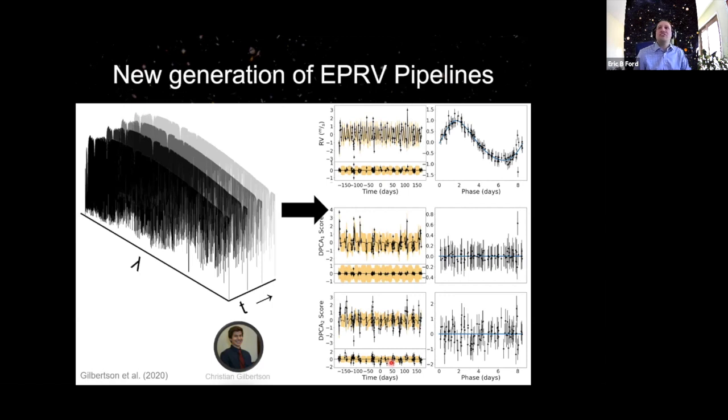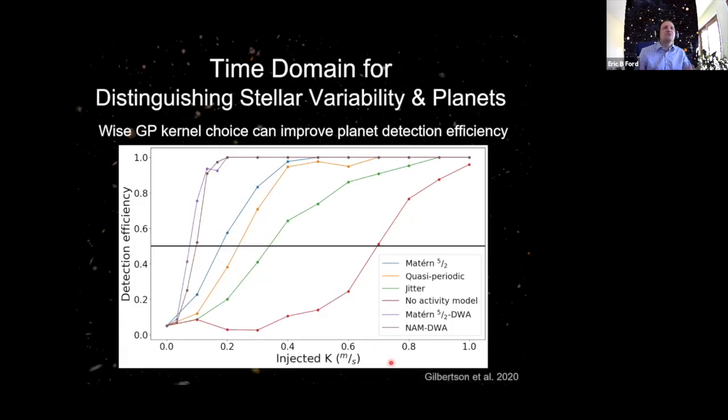In those simulations, we can use the time domain to distinguish between true planets and stars, because the true planets are persistent and the stars' variability is not persistent, and shows up as this Gaussian process component being favored over the planetary component. This should be the last figure of another talk, but the short version is this.